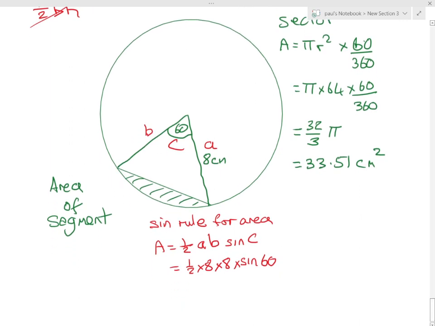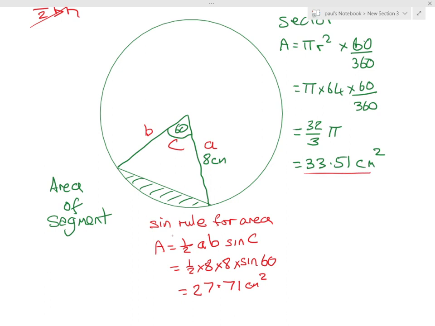Now, what does all that come out to? So 0.5 times 8 times 8 times sine, you've got it on the calculator, put in number 60, and that will be 27.71 centimeters squared, just slightly smaller than the sector up here.